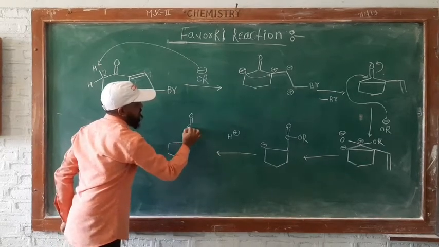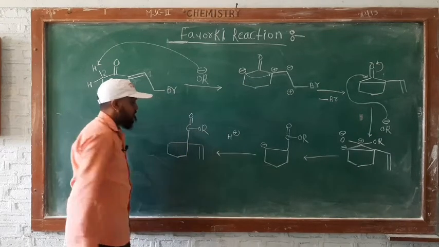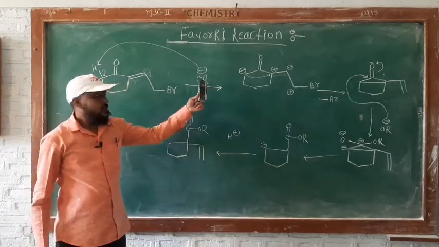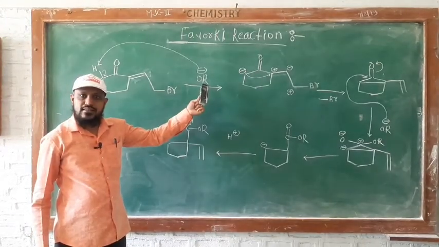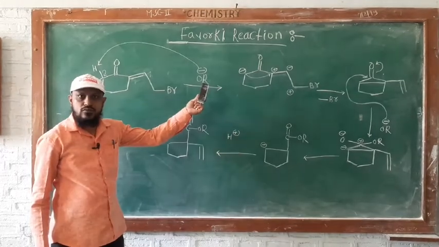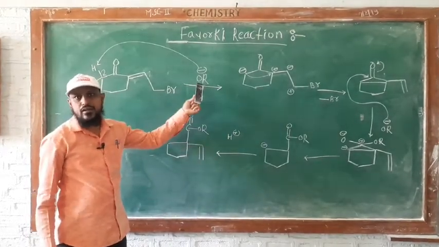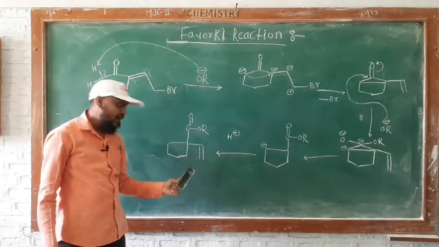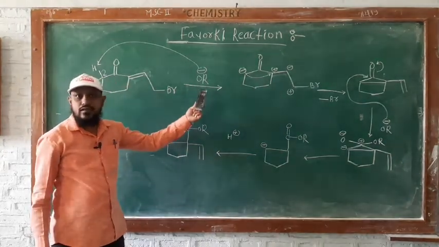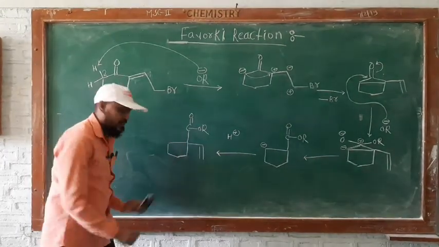called an ester. Okay, so when we use alkoxide as a reagent, then we will get an ester product. When we use a hydroxyl functional group as a reagent, we will get an acid product. And when we use amide ion as a reagent, then we will get an amide product. So in this reaction we use alkoxide, so we will get an ester product.